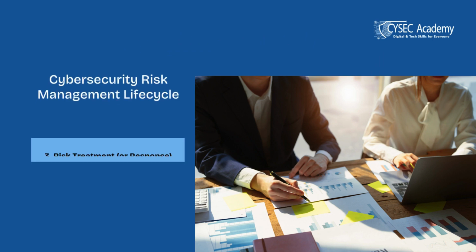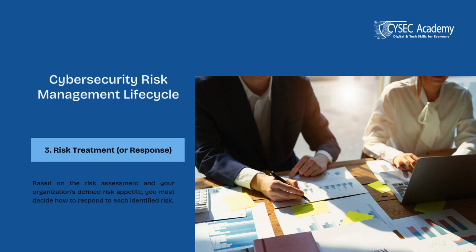3. Risk treatment or response. What are we going to do about it? Based on the risk assessment and your organization's defined risk appetite, you must decide how to respond to each identified risk. There are 4 primary treatment options. Risk mitigation or reduction, implementing controls to reduce the likelihood or impact of the risk. This is the most common response.